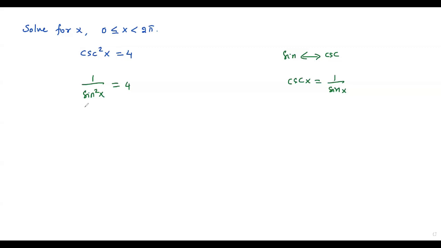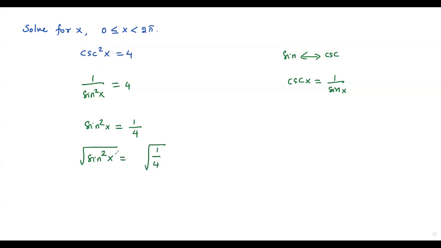Now what I'm going to do is take the reciprocal on both sides. What is the reciprocal of 1 over sine square x? It's just sine square x over 1, or just sine square x. And the reciprocal of 4 is 1 over 4. Now, to get rid of the square over here, I'm taking the square root on both sides, that is, the square root of sine square x equals the square root of 1/4.